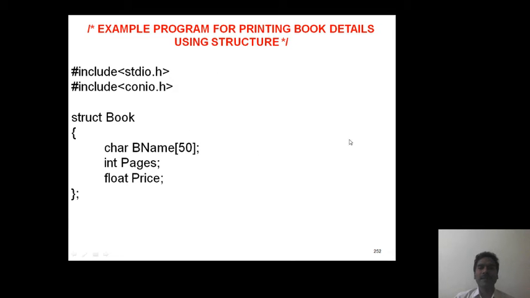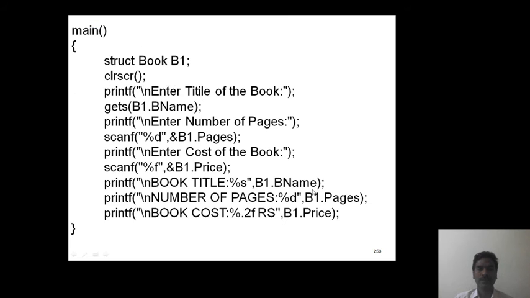Now let us consider one supporting example program for structure. Here we are creating a book database. The header files are stdio.h and conio.h. First we create the data type with the specified members. So this is struct book. Members are char bname of 50, int pages, float price. Now the main program. Within the main program, first we create a structure variable like struct book b1.